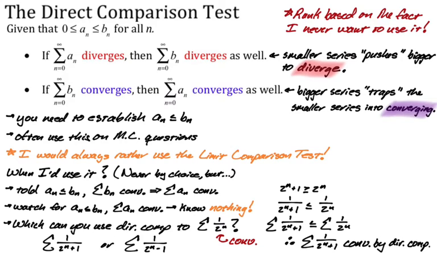So we have 2 to the n plus 1 is bigger than 2 to the n. Take reciprocals, therefore 1 over 2 to the n plus 1 is smaller than 1 over 2 to the n. If you add up all their terms, then the left side will be less than the right side. The right side converges, so the sum of 1 over 2 to the n plus 1 converges by direct comparison. That's a place that I would use it, but again, I don't want to, and I could have done the limit comparison test on that. So keep that in mind.